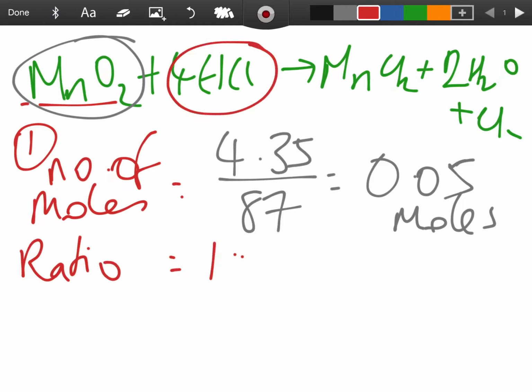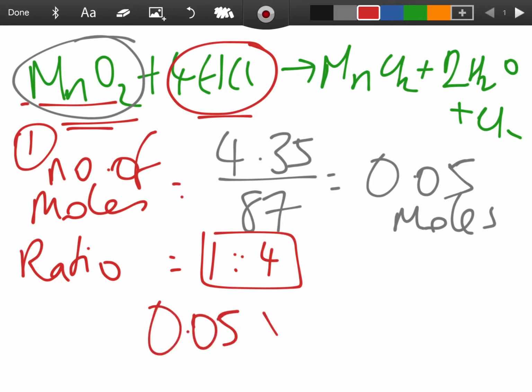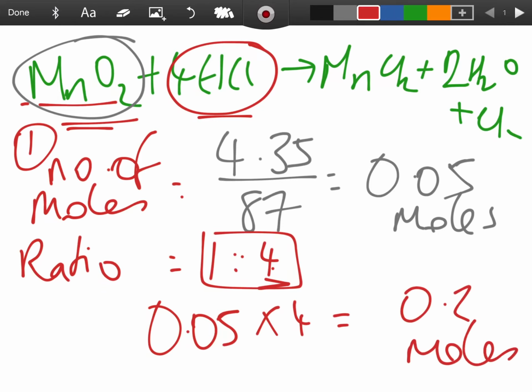Now look at the ratio. The ratio is 1:4 between manganese dioxide and HCl. So multiply by 4. If you have 0.05 moles of the manganese dioxide, 4 times the HCl is required. So 0.2 moles of HCl is your answer there.